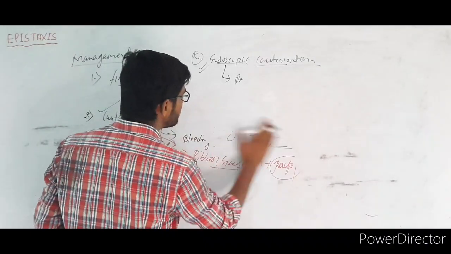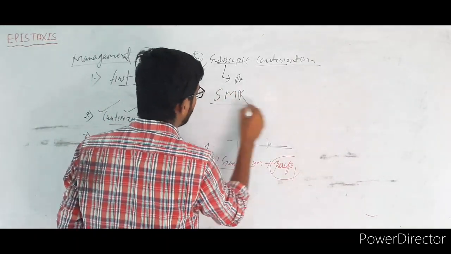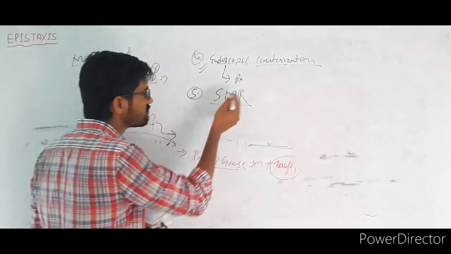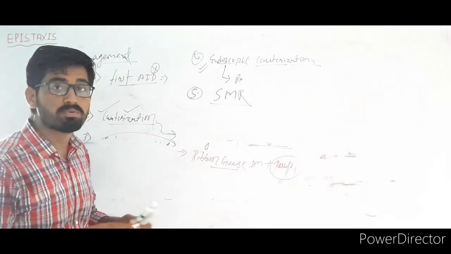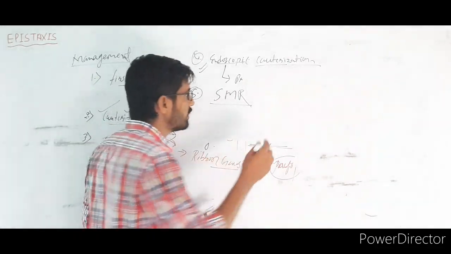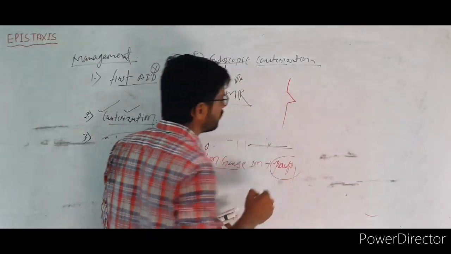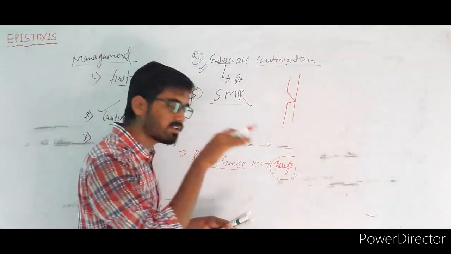Now the next thing is our favorite SMR, submucosal resection operation. Why are we doing this? See, in the case of deviated nasal septum, there is a spur. Okay, the spur is there, and here is the lateral wall. So it is piercing, not piercing.